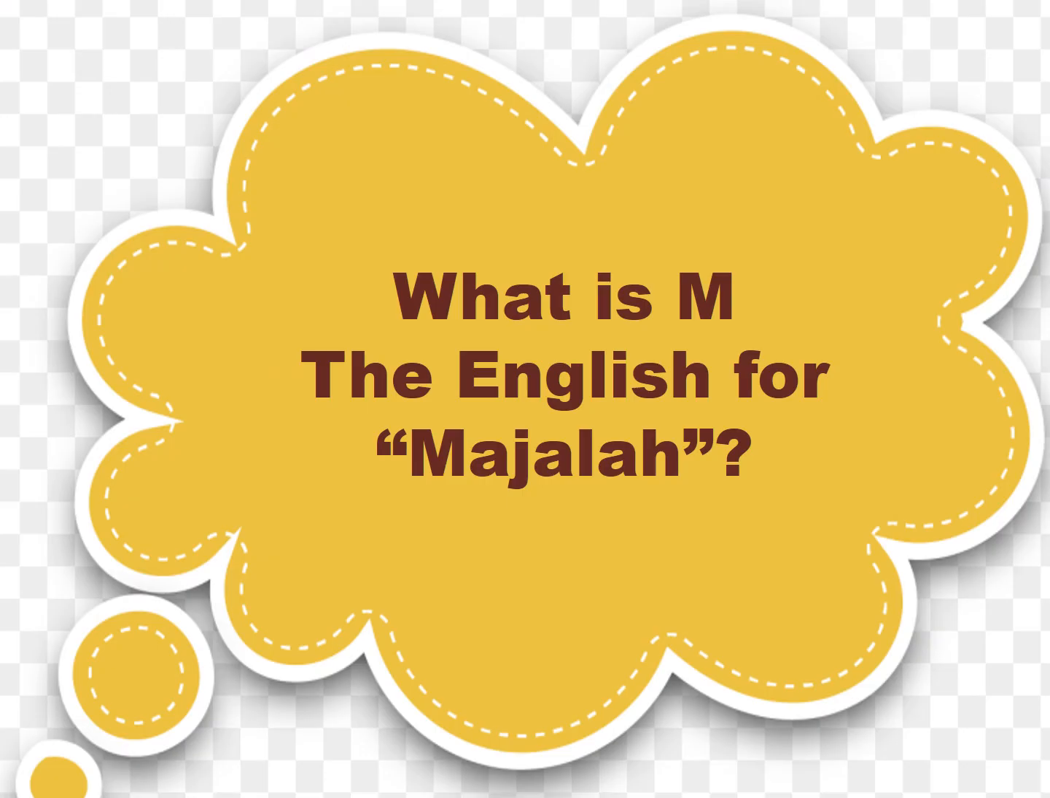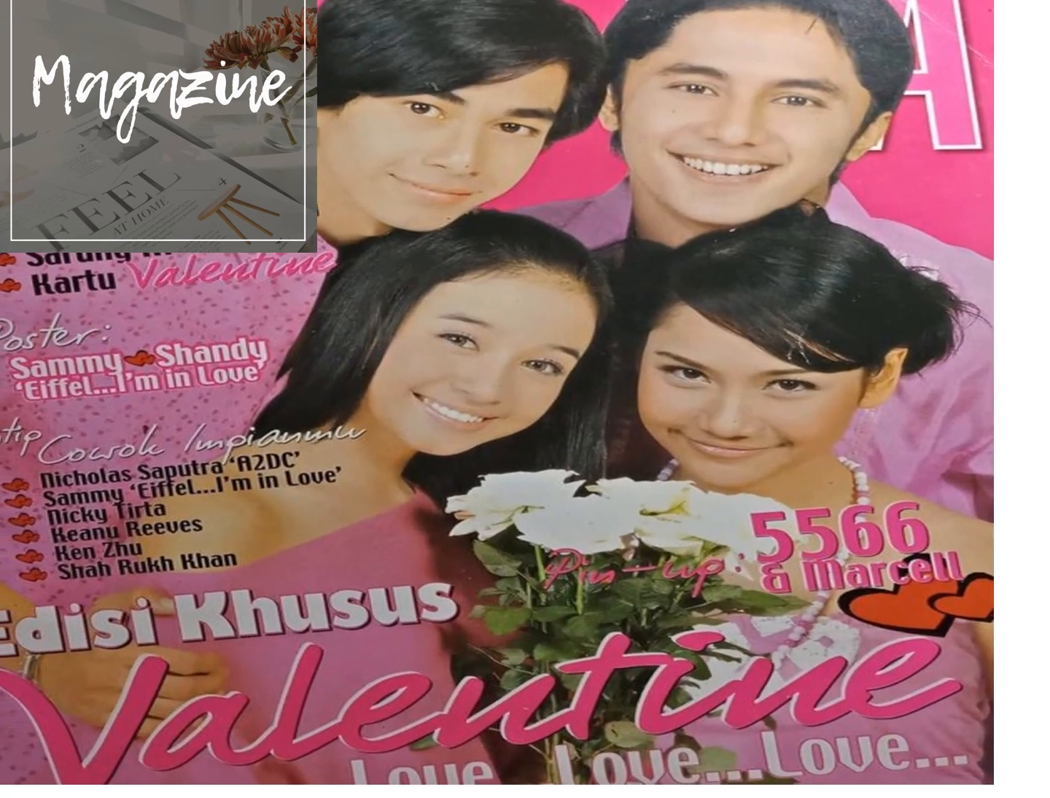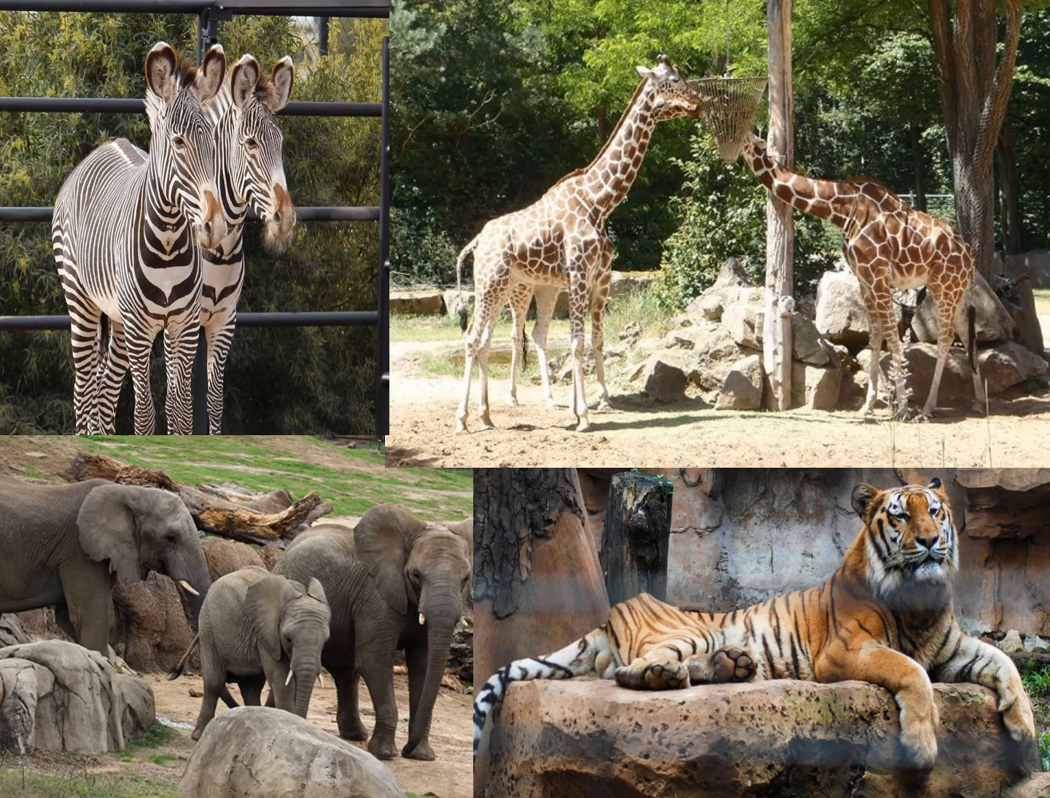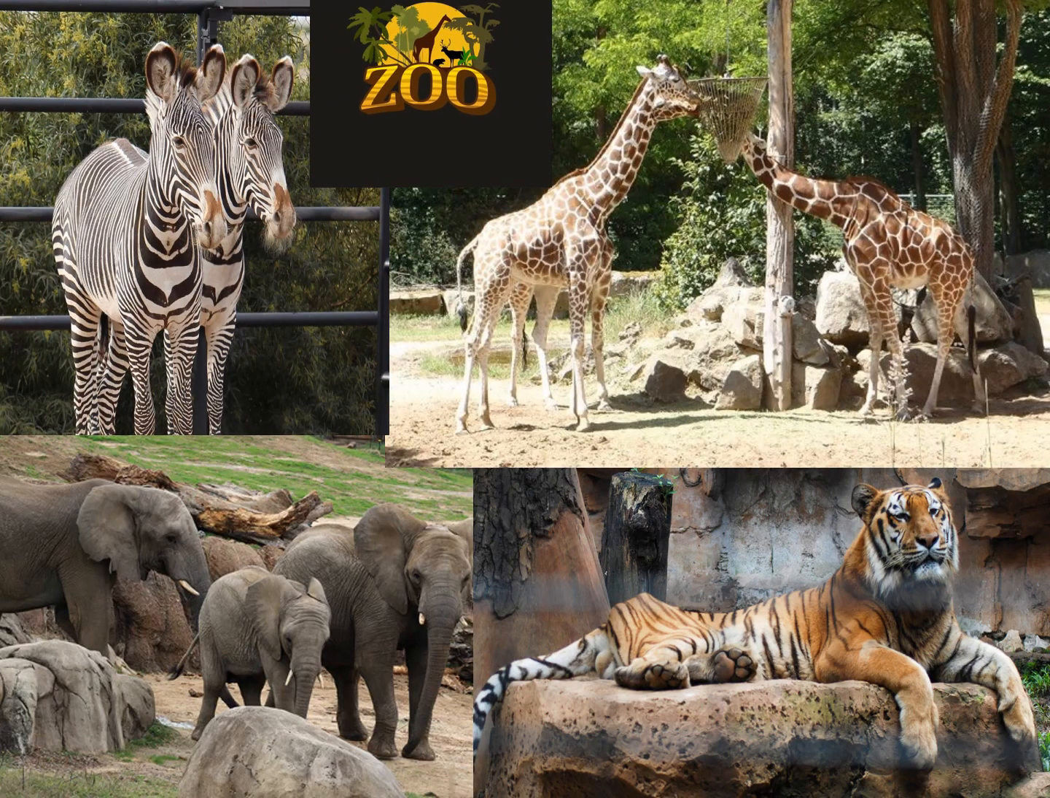Next question. What is M? The English for Majalah. Okay, magazine. What is Z? You can see many kinds of animals in this place. Yeah, the answer is zoo.